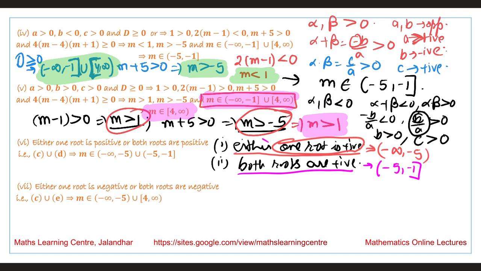So if we are talking about either of these cases holding, we are talking about the union of these two. So the answer we obtain is minus infinity to minus 5 union minus 5 to minus 1.